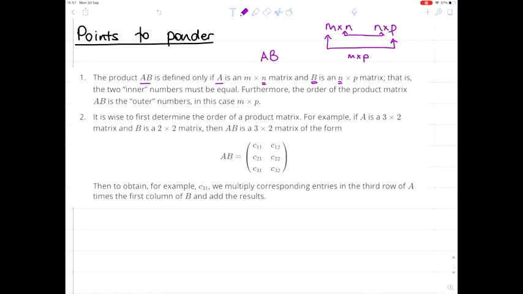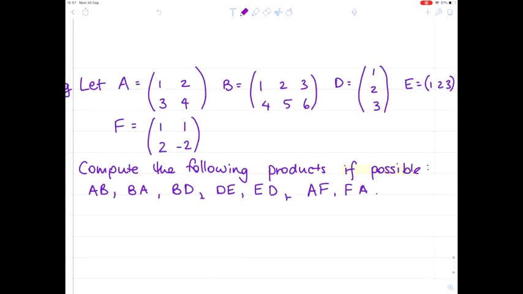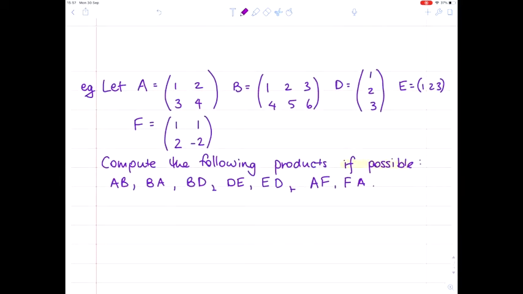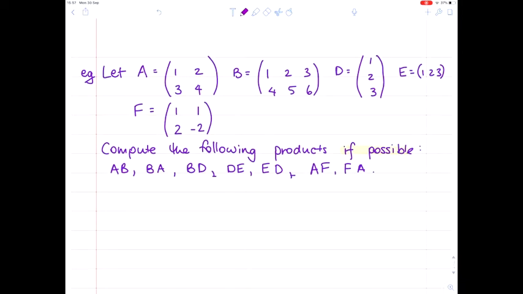So when it comes to actually working out the product matrix, it's a good idea to work out the order. You can work out the order by taking the number of rows of the left-hand matrix times the number of columns of the right-hand matrix. So let's have a look at some examples. We're just going to do a bunch of these to get the hang of it. We're going to compute the following products if possible. In each case we're going to have to figure out first if it's possible, and then we'll do the matrix multiplication. So let's go through each of our 5 matrices and write down their order.